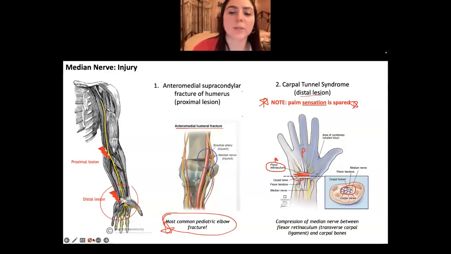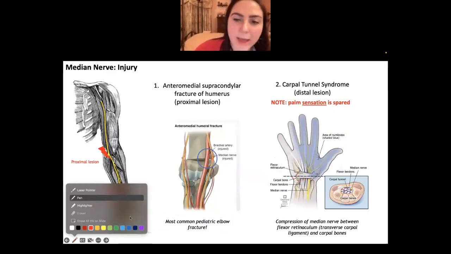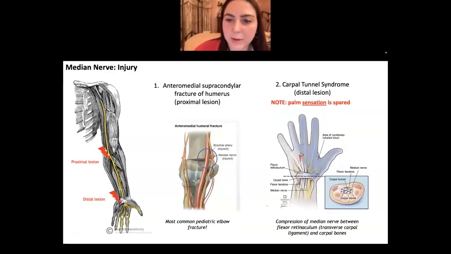Okay, and then carpal tunnel syndrome is when, let me get rid of this. So again, we're at the palm, the hand is facing up. So this would be right here. That's what I'm referencing. You can feel your flexor retinaculum. Well, I don't know if you can really feel it, but it's right here.